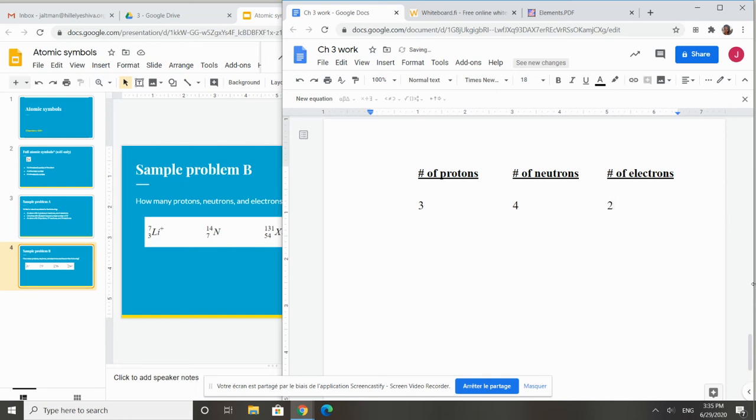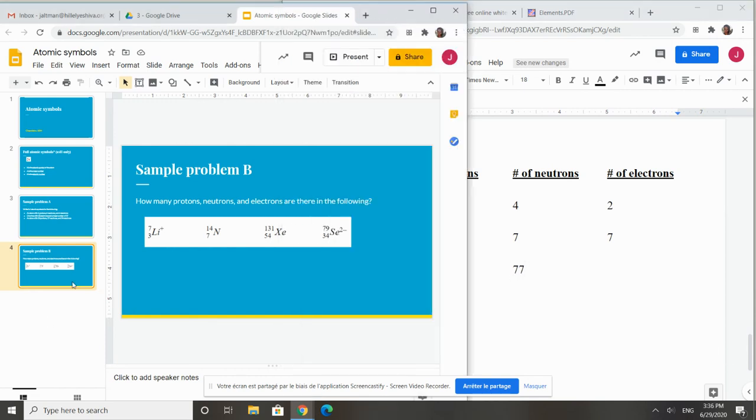For the next one, it has 7 protons because the atomic number is 7. 14 minus 7 is 7 neutrons. And then there's no charge listed, so the number of electrons is equal to the number of protons, or 7. For the next one, I have 54 protons. Then I do 131 minus 54 to get 77 neutrons.